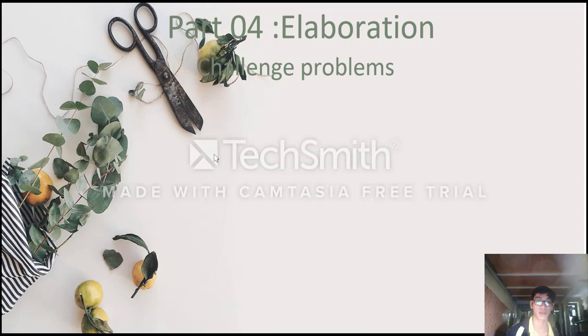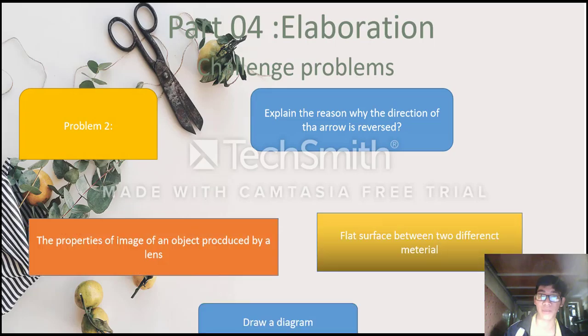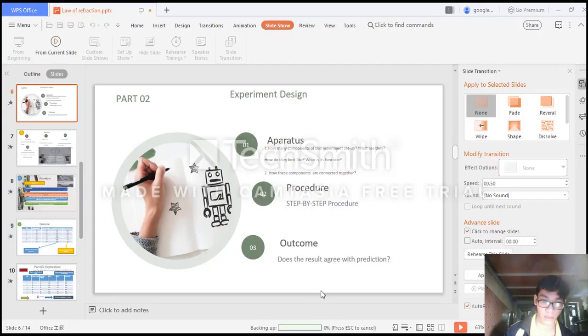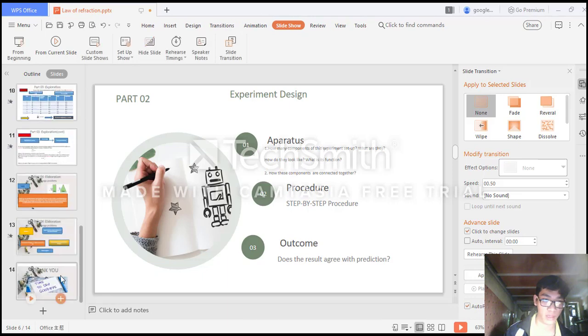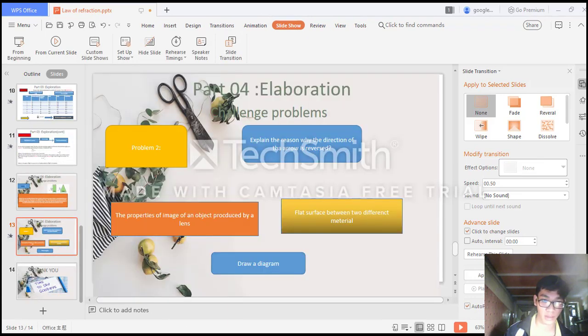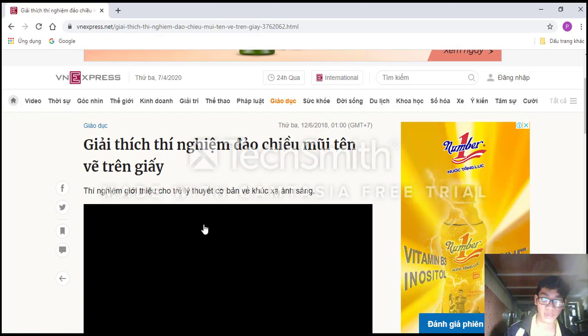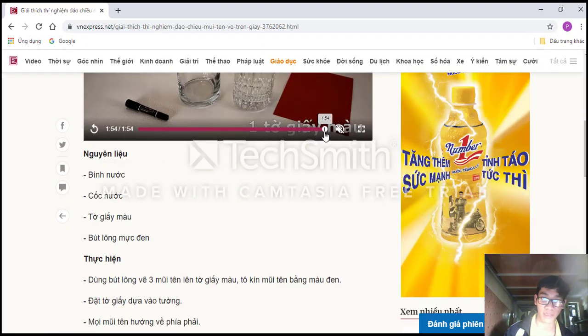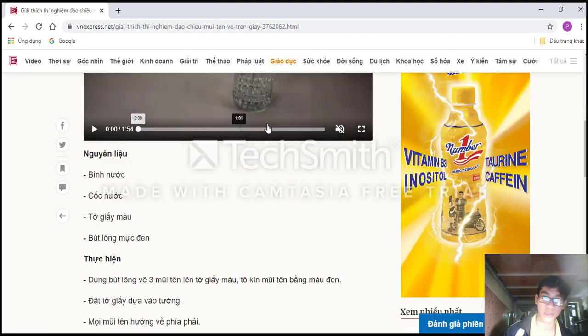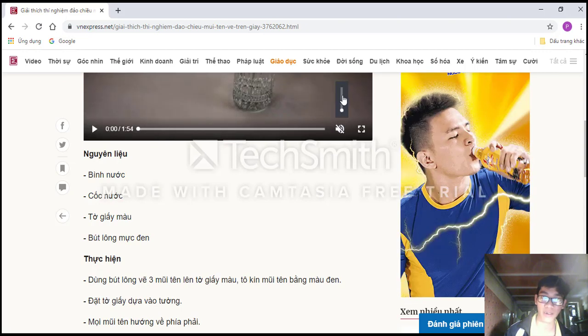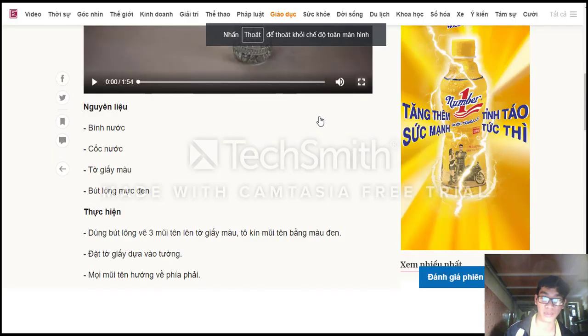Okay. Next, the second problem here. I will give my student a video and ask them to explain why, also using the knowledge about the refraction law.